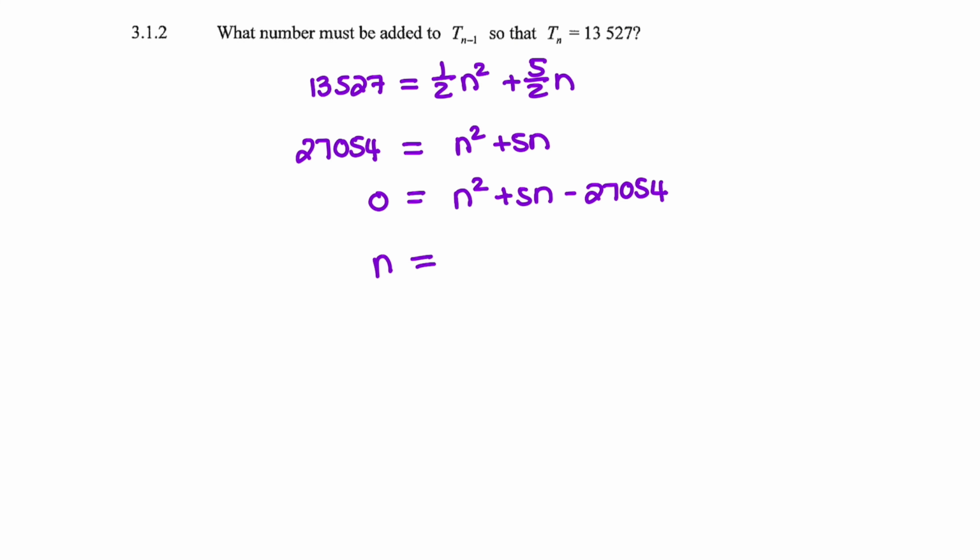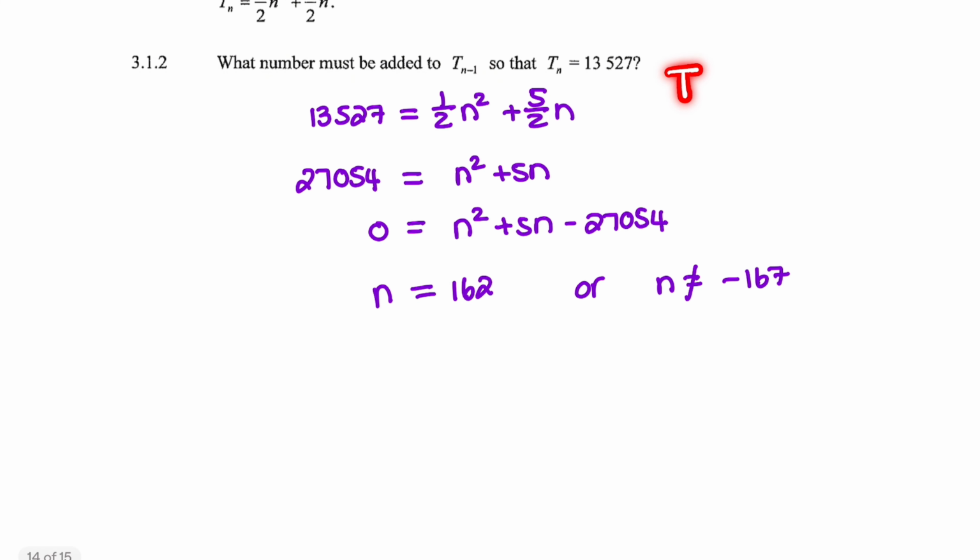So n is equal to 162, or n is equal to negative 167. Now because this is a number pattern, we know that n, which is a position in the number pattern, cannot be negative. So therefore, n is equal to 162. That means that term 162 would be equal to 13,527. Now the question said, what must be added to Tn minus 1 so that Tn is equal to that value? So we found the position of Tn.